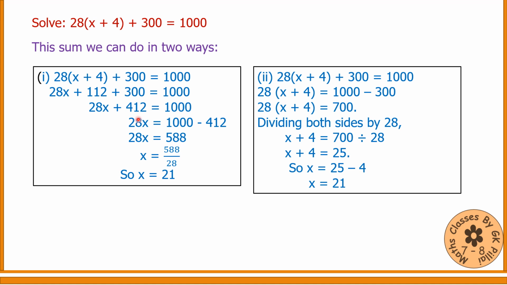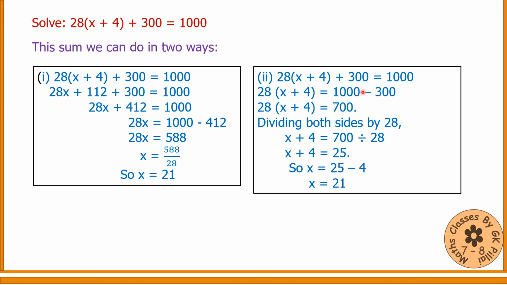Now in the next step, take 412 to the other side by subtracting 412 from both the sides. You will get 28x equal to 588. When we divide both the sides by 28, you will get 588 upon 28. That will be x equal to 21.